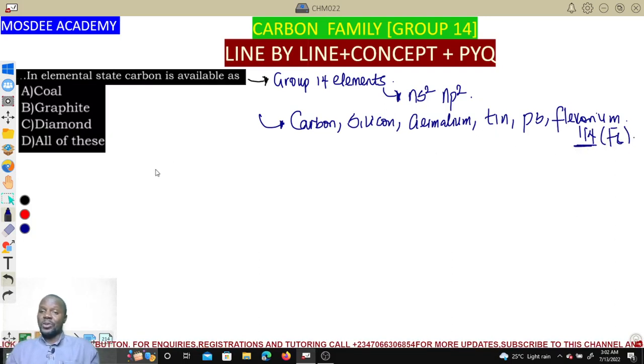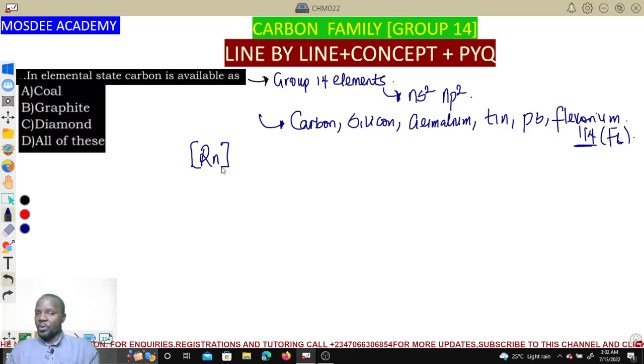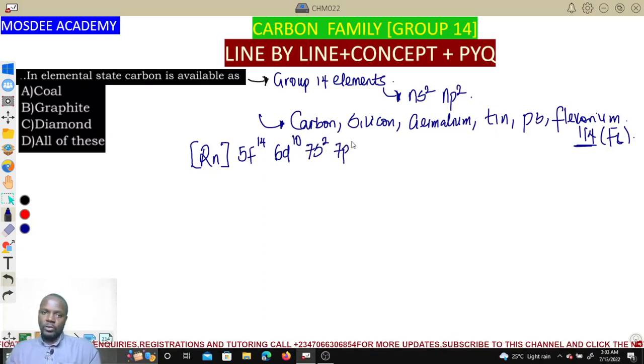And if you want to write the configuration, you know it to be in the seventh period. I always talk ns2, so 7s2, 7p2. You write radon, the closest noble gas. You are going to 114. So you have the 5f orbital, which should be completed. Then ns, but (n-1)d, that is 6d, and 6d10 completed. Then you finish it with ns2 np2, that is 7s2, then 7p2. So this will be the configuration of the last member.